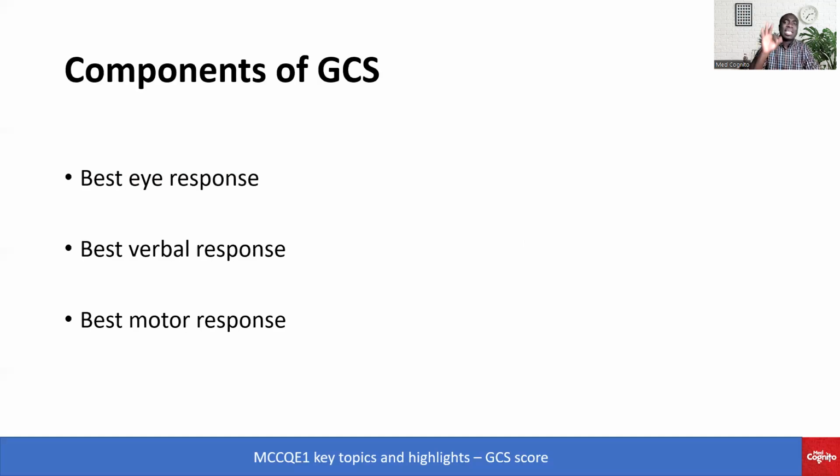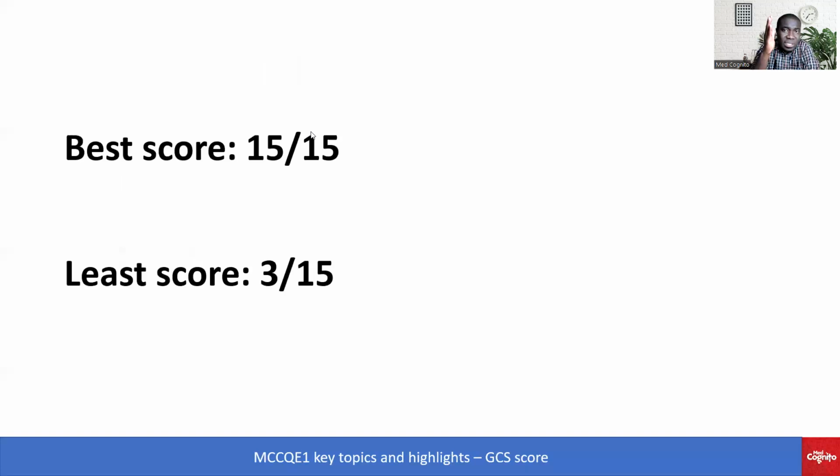Now, the GCS has three main components. So we have the best eye response, the eye. We have the verbal response, the mouth. And we also have the motor response, the limbs. So eye, mouth, motor. Now, the best score someone can score on the GCS is 15/15. And the worst score someone can score is 3/15, because don't forget that it has three components. The least score on each of the components is 1, okay? But then the highest score on each of the components is different. So that is why we're going to go into it.